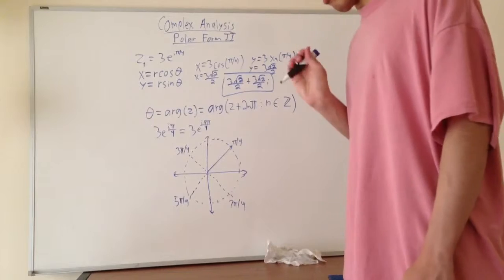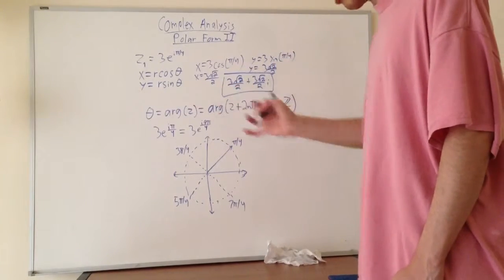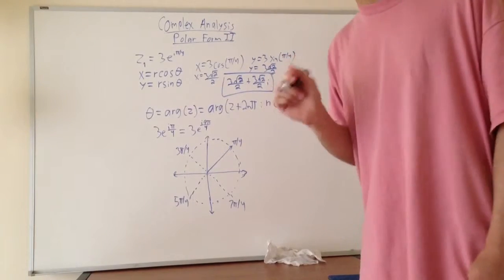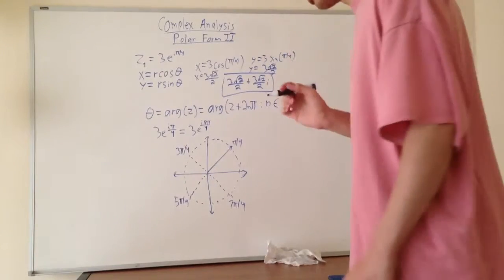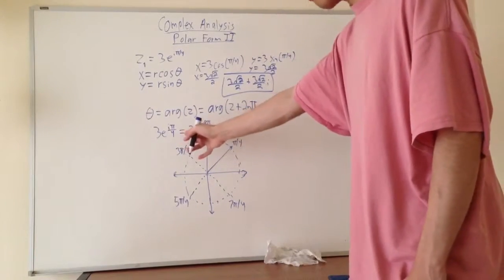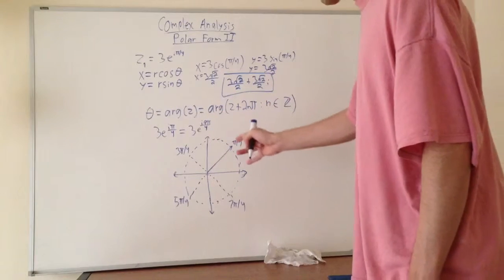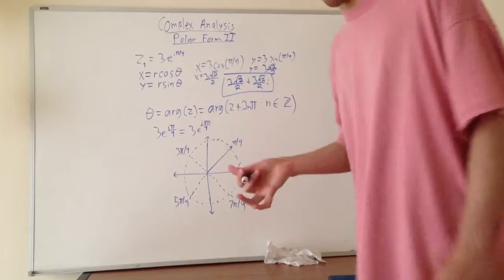Now, another important property of polar form is that when you have an angle like π/4, if you add 2π to that, not just 2π, any multiple of 2π to that angle, you're going to get the exact same result. So what does that mean? That means that 3e^(iπ/4) is exactly the same thing as 3e^(i9π/4). And it can also be the same thing as 17π/4.